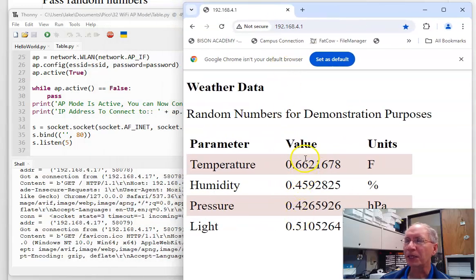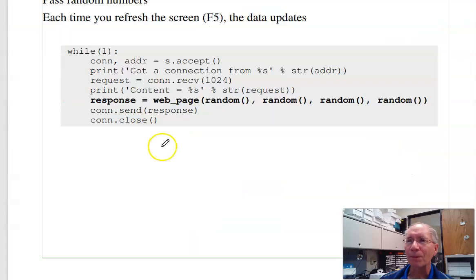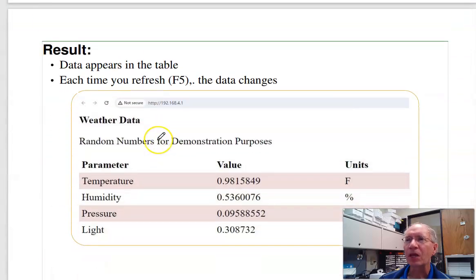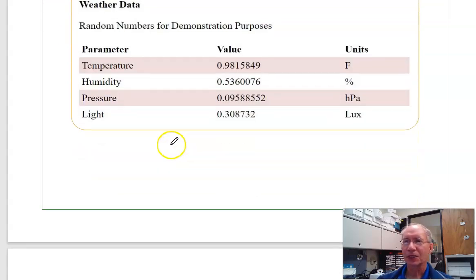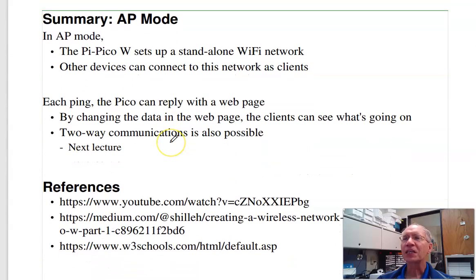And every time I ping, it'll give me the update for temperature, humidity, pressure, light, which in this case are just random numbers, but you kind of get the idea. So the net result is I now have a web page that the client can see what's happening in the PIC world, the Pico world. So that's kind of AP mode. That's the first type we're going to look at.